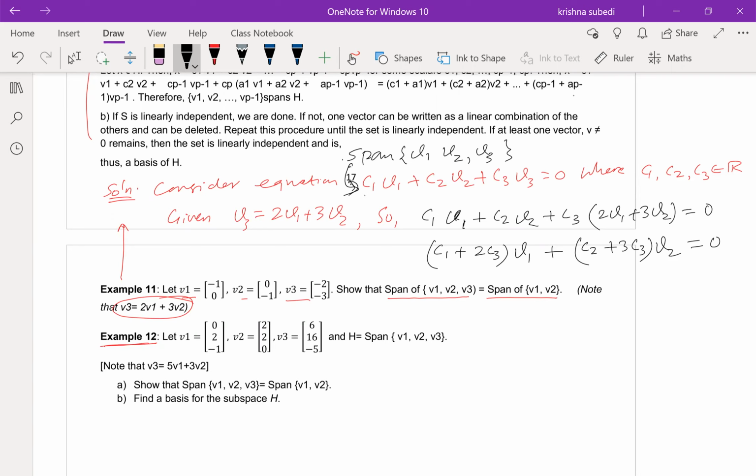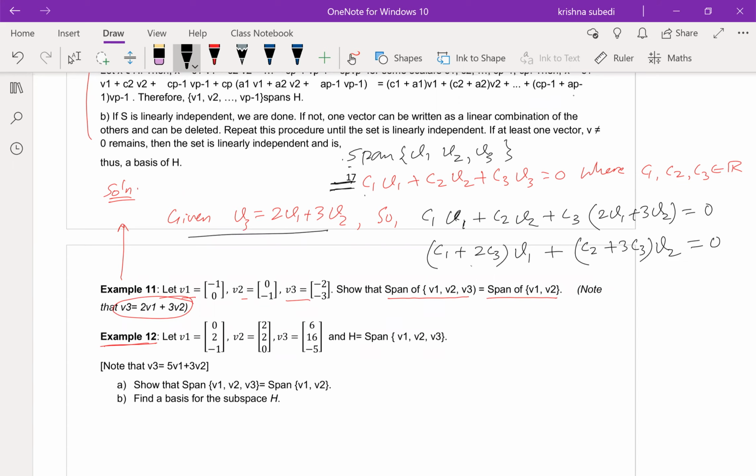Okay, span of B1, B2, B3 equals... you don't have to write that. You can go directly from here to here. I think that will be even easier for you. So span of this means this. And now given this, substitute the value, you're going to get that.